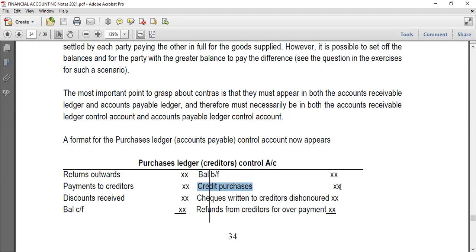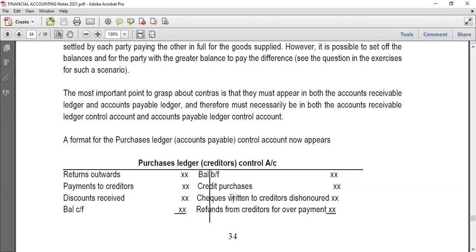And that is why it is being included right here. In the same way, checks written to creditors that are dishonored. Now, I think we saw when it comes to the accounts receivable control account, where we say that if a check had been received from a debtor and had been dishonored, then we should increase our debtors by debiting.